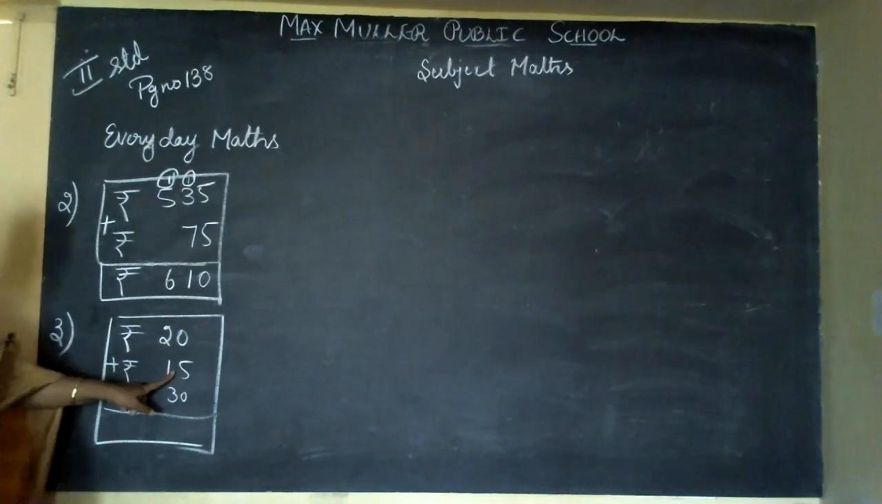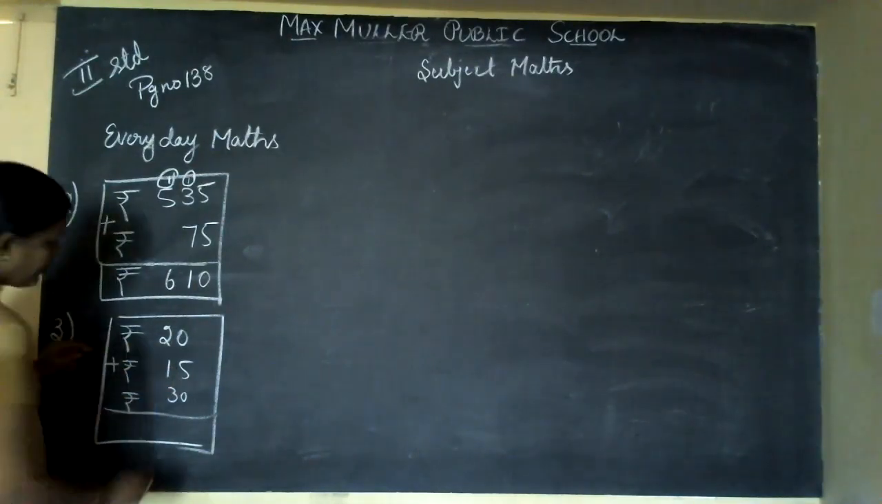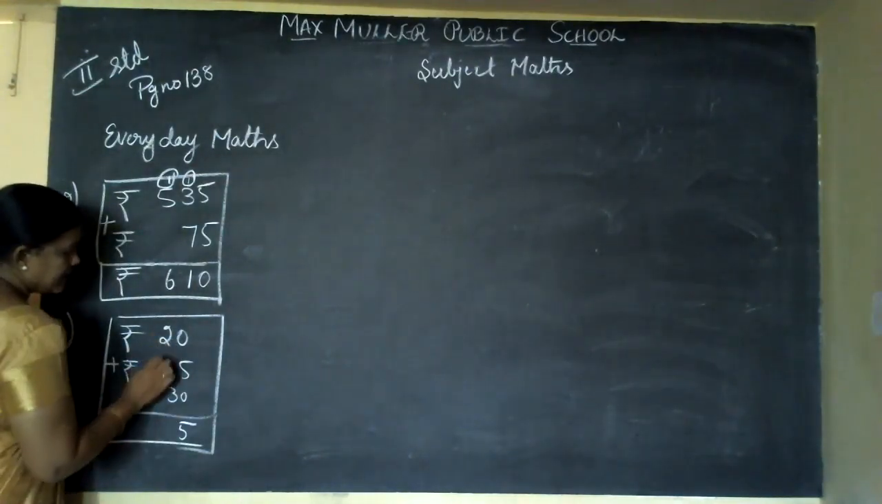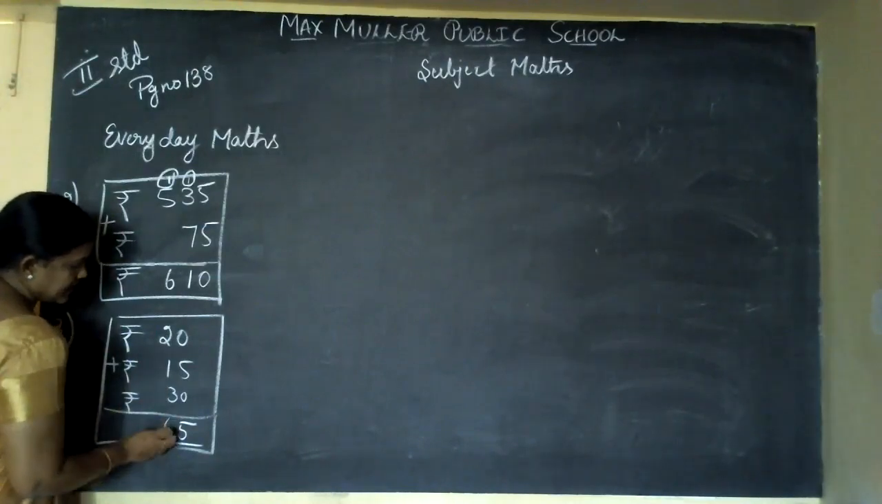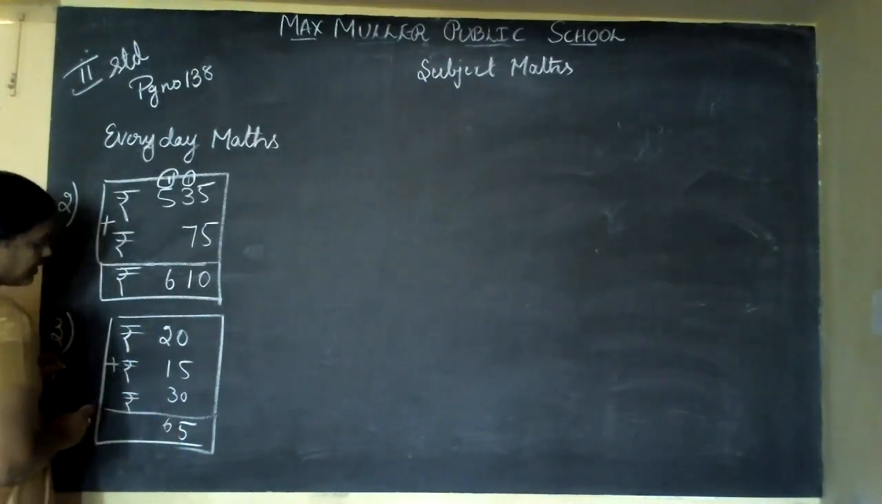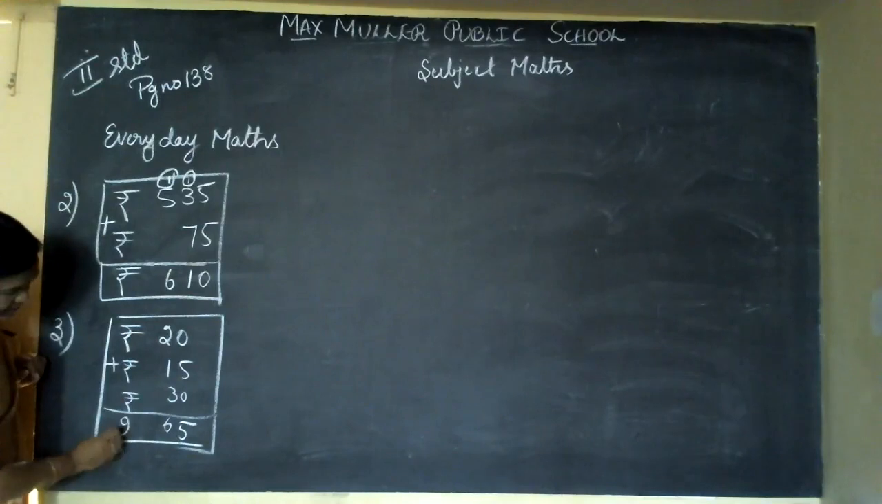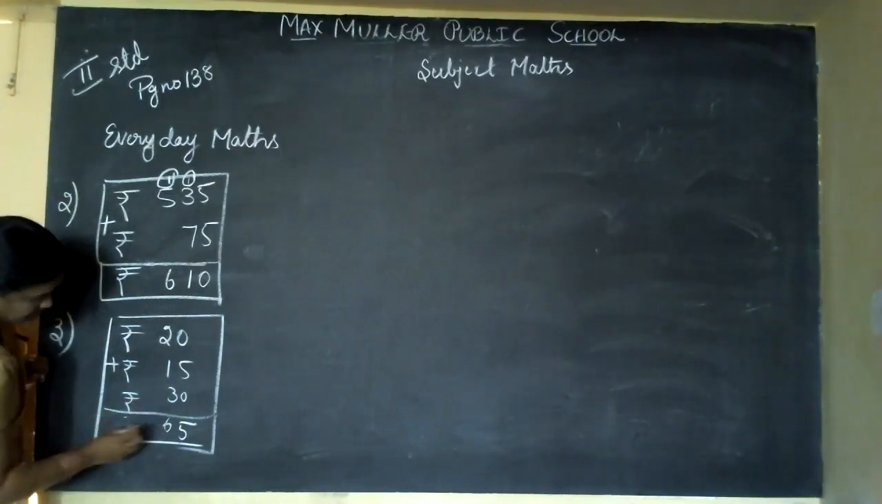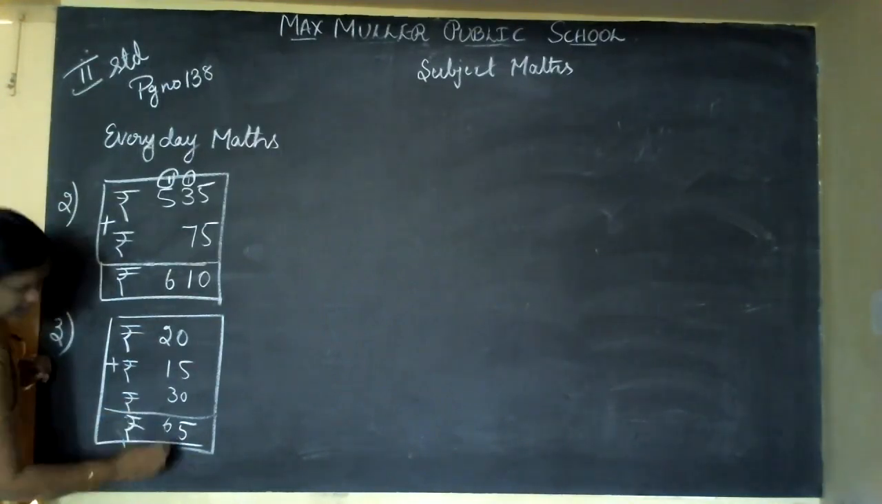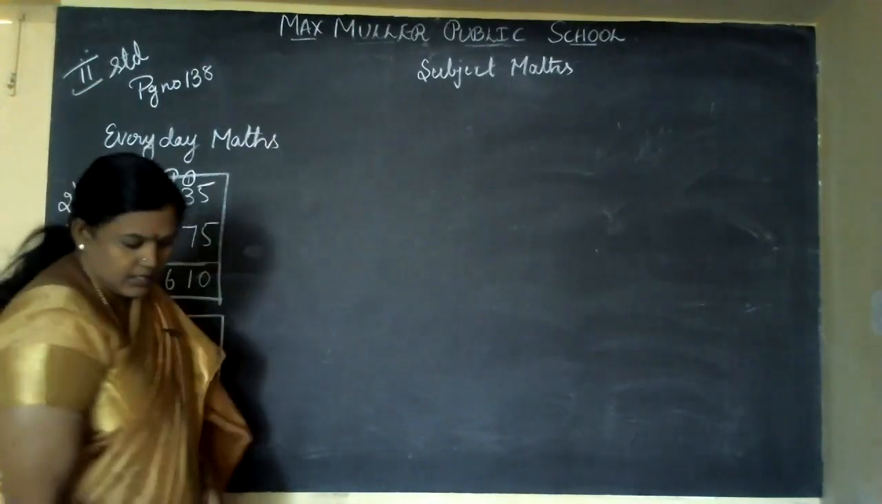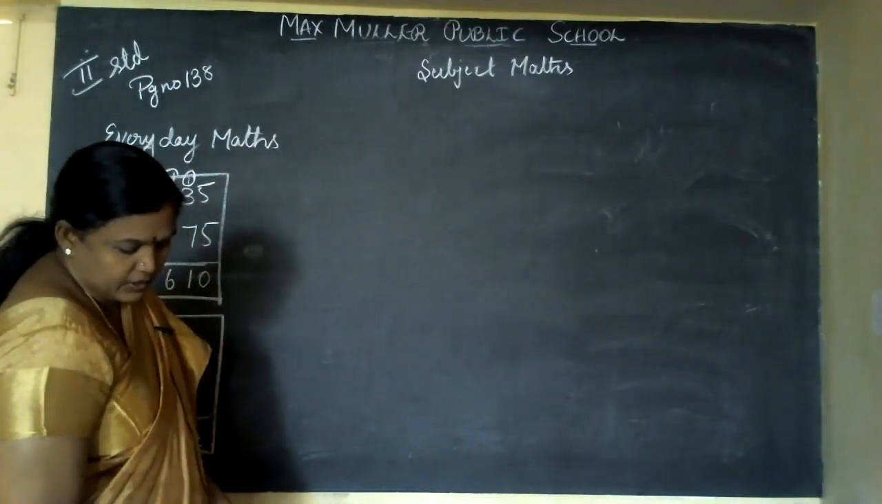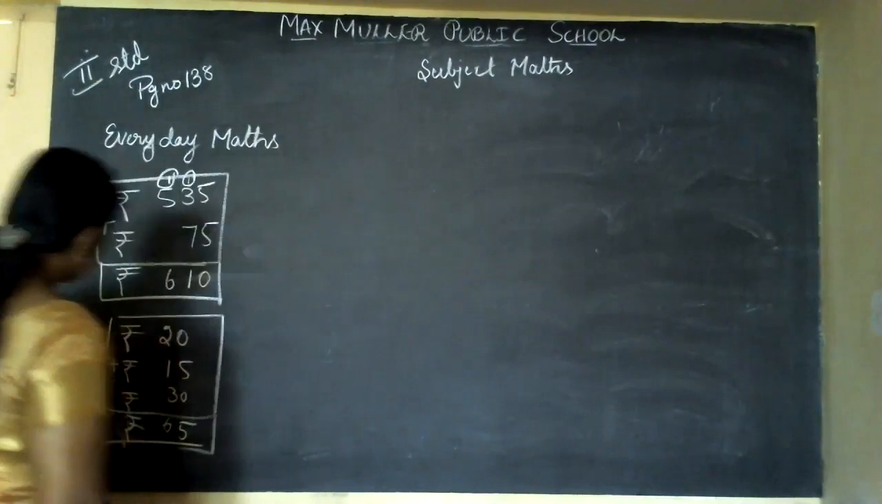Now 0 plus 5, 5. 5 plus 0, 5. 2 plus 1, 3. 3 plus 3, 6. Now, how much money did he spend, children? 65 rupees. Ankit spent 65 rupees for these three. Fourth one.